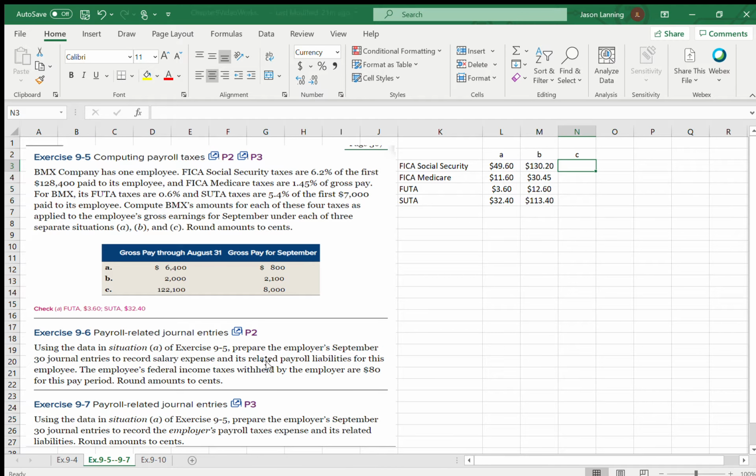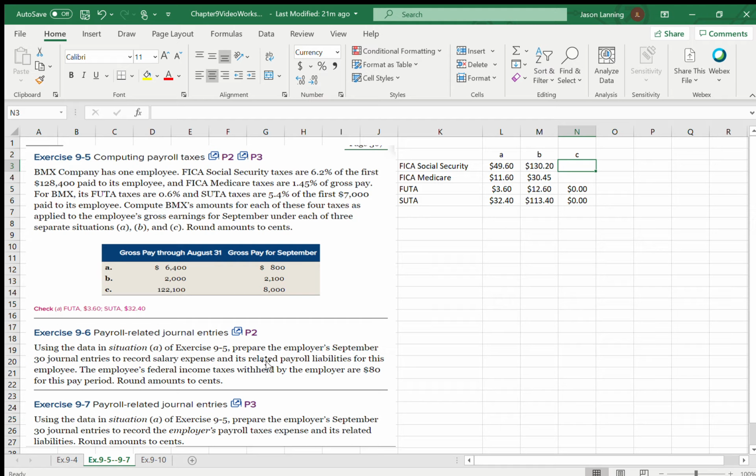Now for C. C has made $122,100 through August 31st. The gross pay for September is $8,000. That puts them above the Social Security threshold, and they passed the threshold for FUTA and SUTA a long time ago, so they'd be at 0 for those. Now, the limit on Social Security is $128,400. They've received $122,100 through August 31st. So really, only $6,300 of this $8,000 is subject to the Social Security tax.